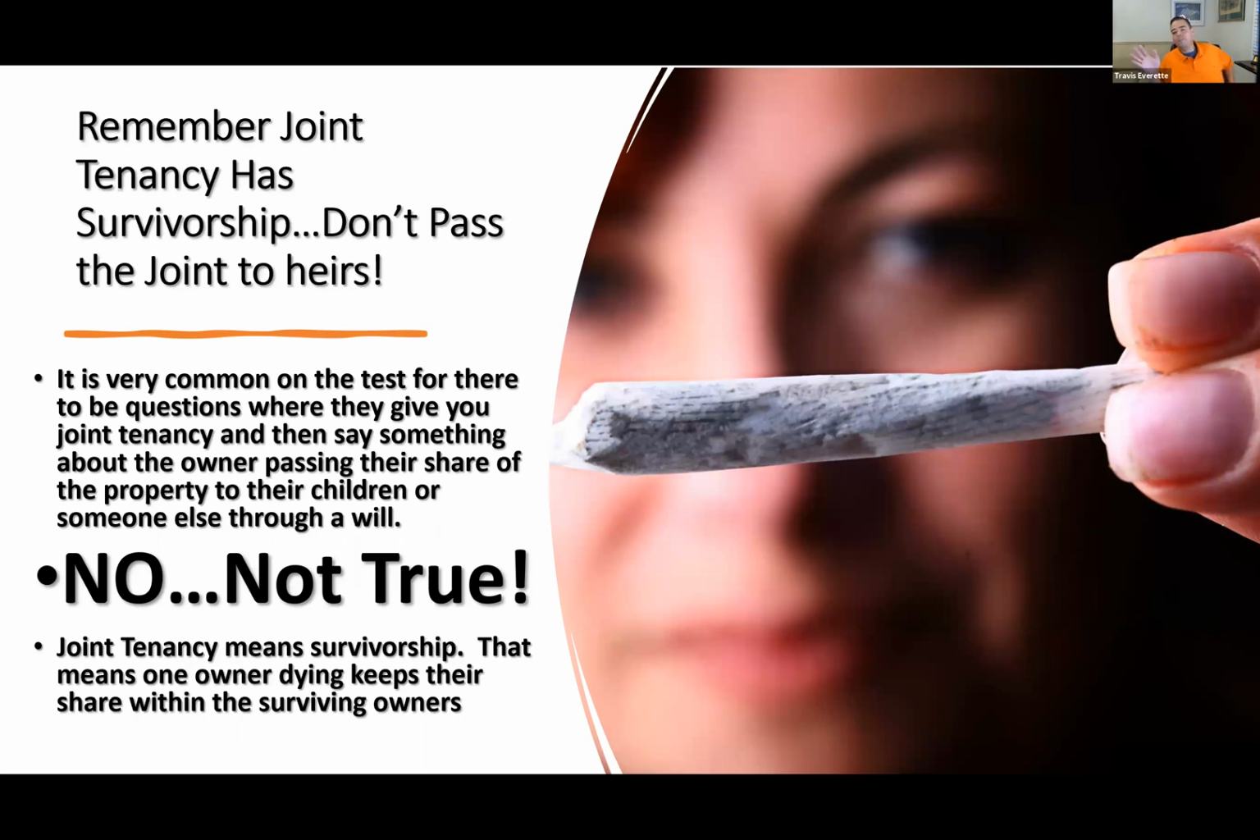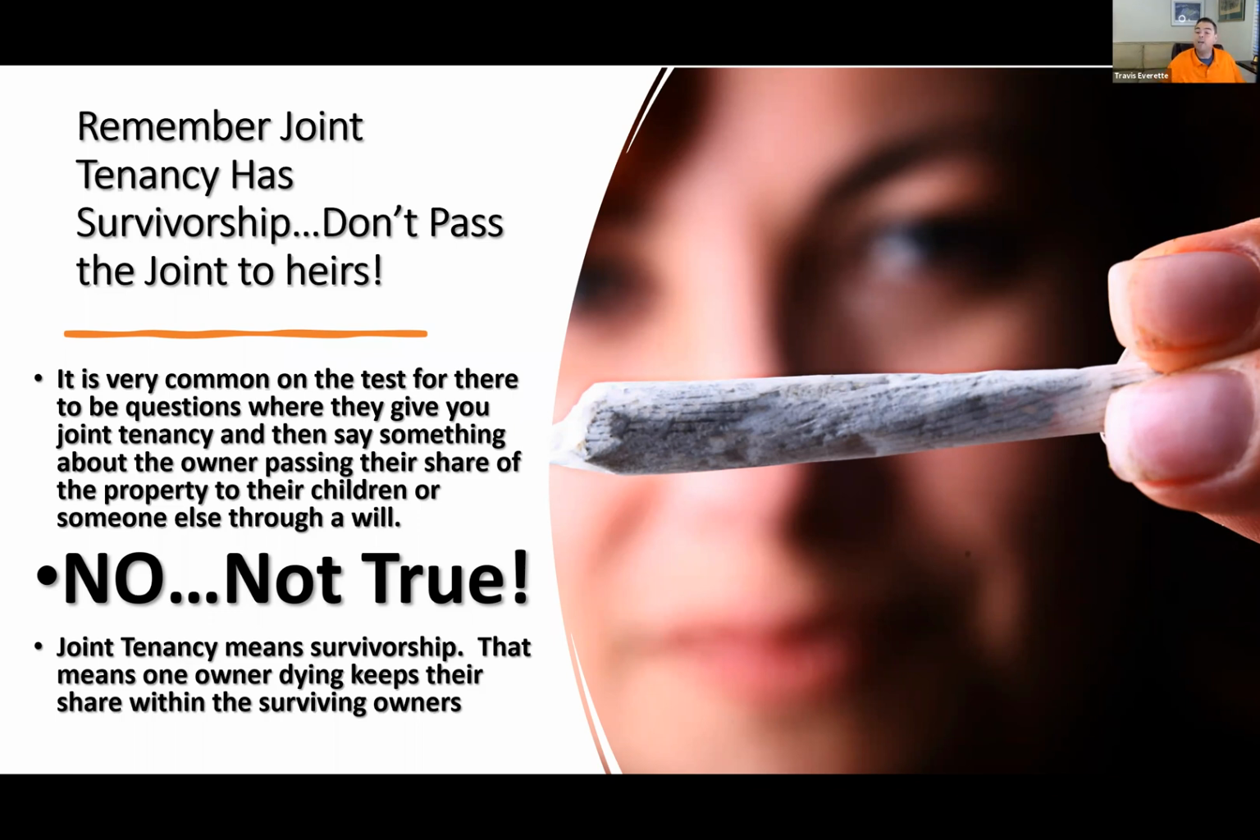So this is how I have for years taught my classes to remember this on a test. You would never pass a joint to your heirs. You would just not, and if you would, you're a weird person. So on a test, if you figured out that somebody is a joint tenant, the answer is not that their share is going to go to their heirs. If they're a joint tenant, their share is going to go to the surviving other joint tenants. You only share the joint amongst the people who put in on the joint in the first place.